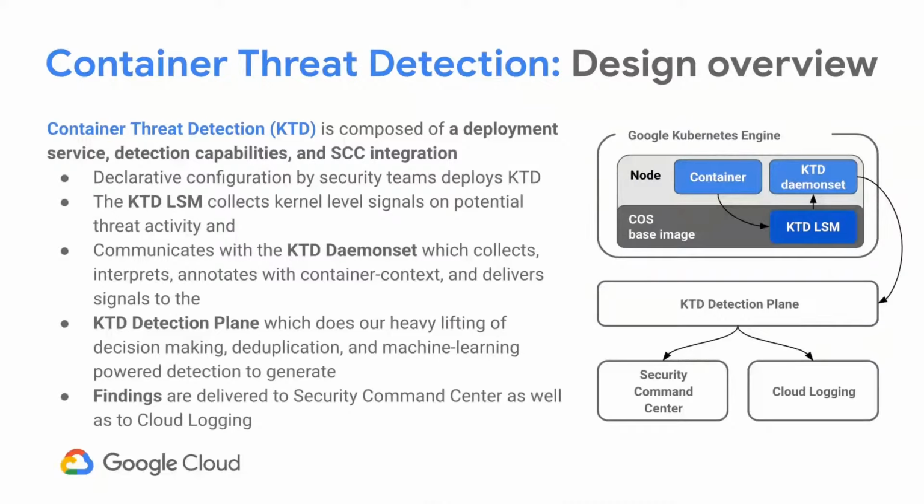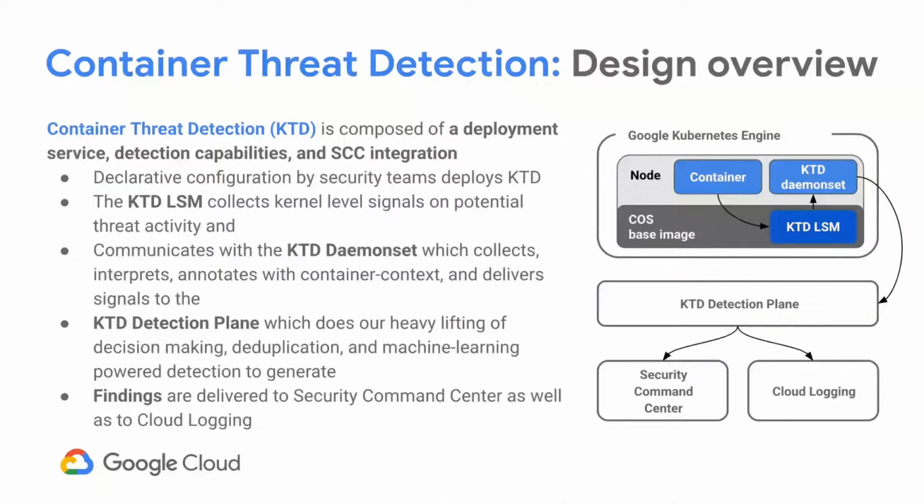Our daemon set, when it's deployed to the cluster, wakes up the LSM, says, hey, LSM, please start giving me signals. And then it's responsible for not just taking those signals, but also becoming container aware and saying in which namespace did these signals originate, so that when we do detect a threat, we're not only able to tell you, hey, something bad happened on this cluster, we're able to tell you exactly which container that threat happened in the context of. And then finally, all of those findings end up in two places.